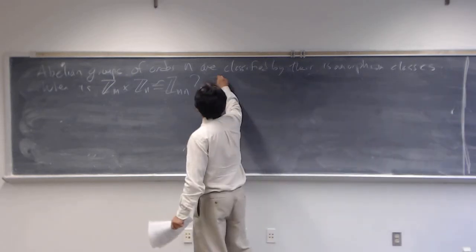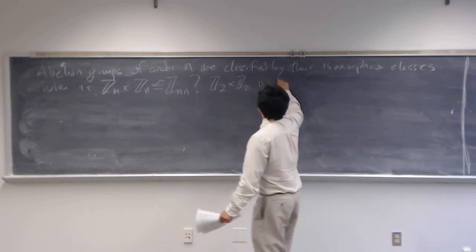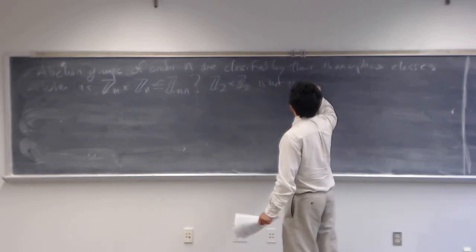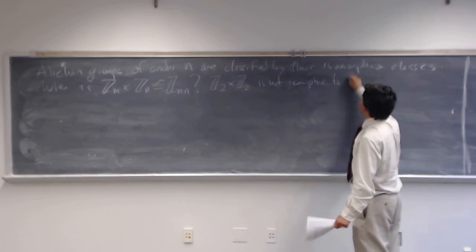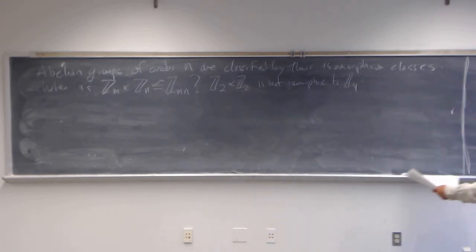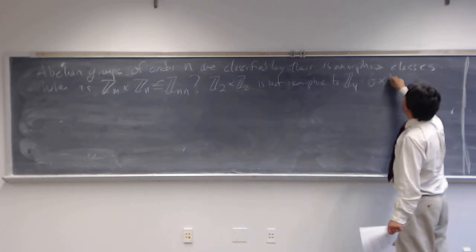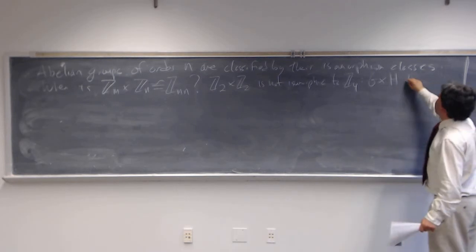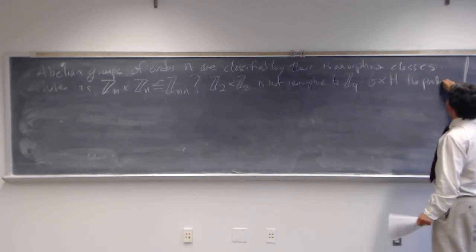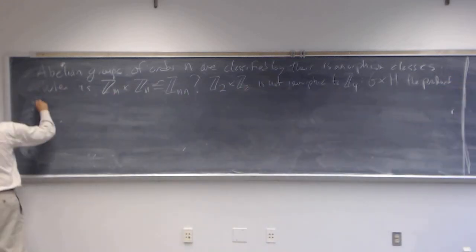We have seen Z2 cross Z2 is not cyclic. That four element group, the Klein 4 group, is not isomorphic to the 4 element cyclic group. And just recall, I used this group G cross H. I think I called it the product group, or maybe I even called it the Cartesian product.